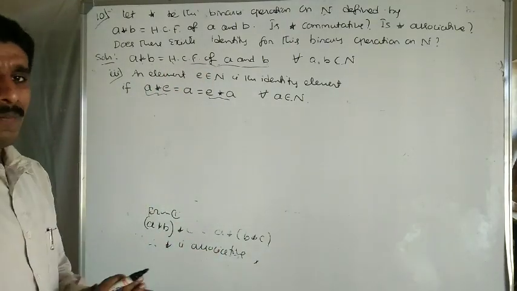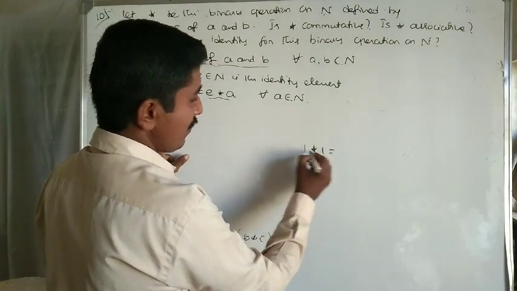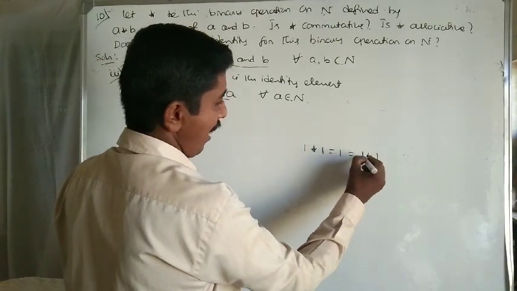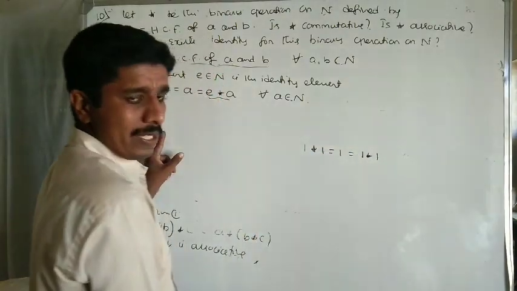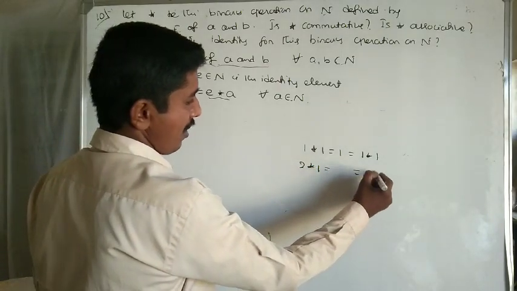Mind it. Some examples I am taking here. Suppose 1 star 1: the highest common factor of 1 and 1 is 1. Suppose here 2 star 1. What about 1 star 2?